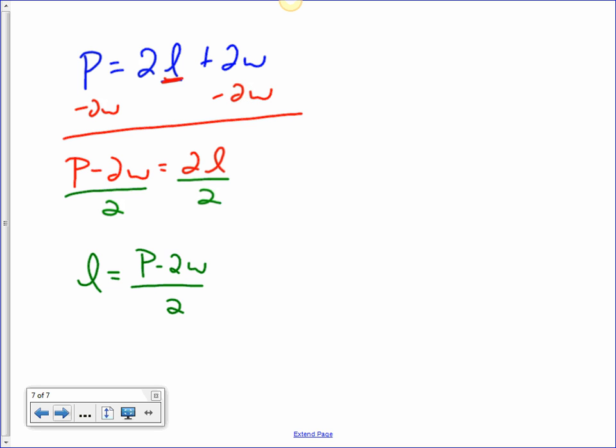Now, this could be written a different way. You could say that the length is equal to the perimeter divided by 2 minus the width. So it's up to you how you write it. Both of them are equally as correct. So that would be what we are doing today.